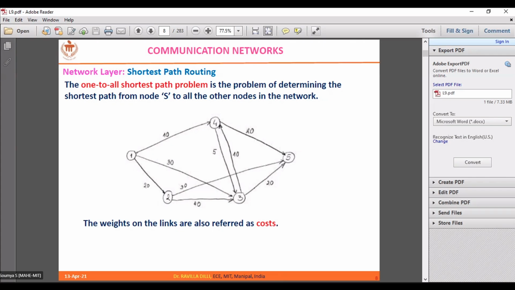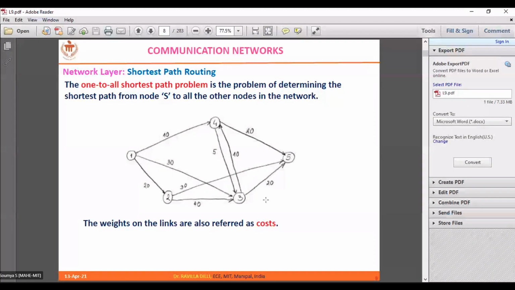Correct. So one was Dijkstra's algorithm and the other one was Bellman-Ford algorithm. Both of them, as you just rightly mentioned, try to find the shortest path between any two nodes, or between one node and all the other nodes in the network. Right? So let us just recollect all that again.